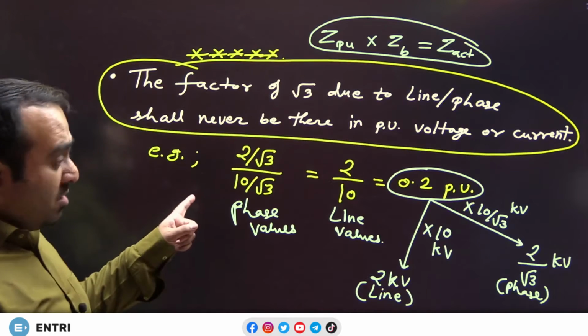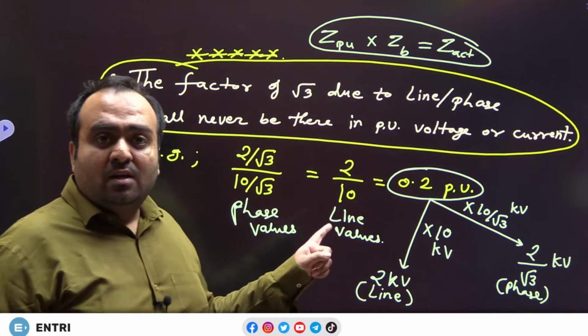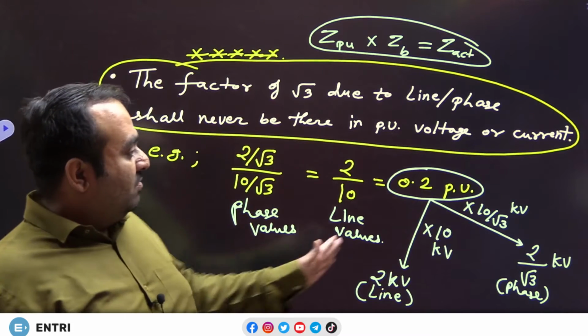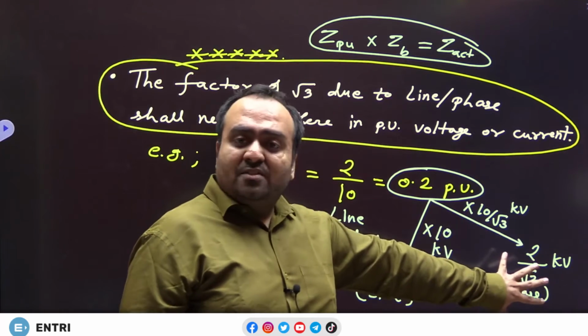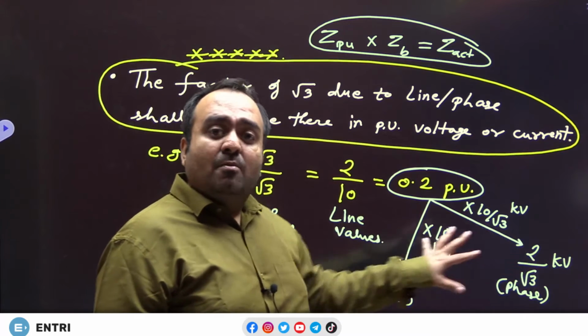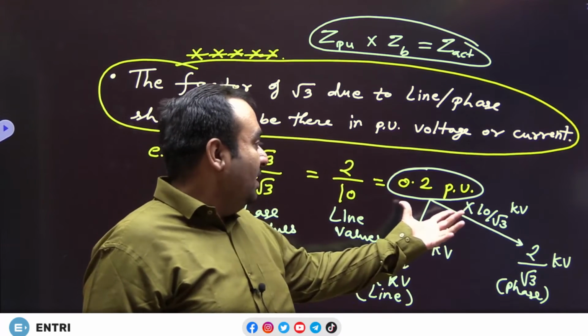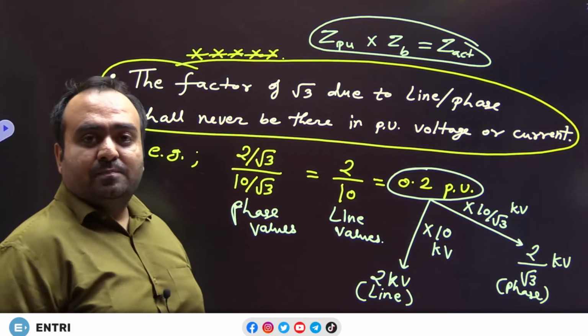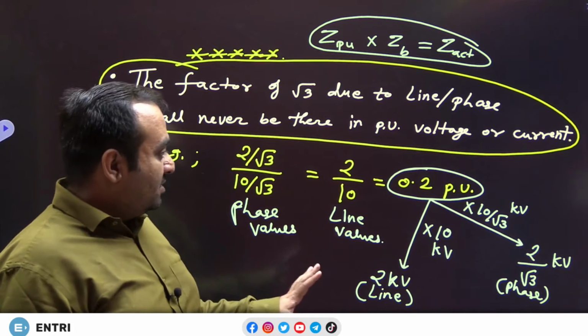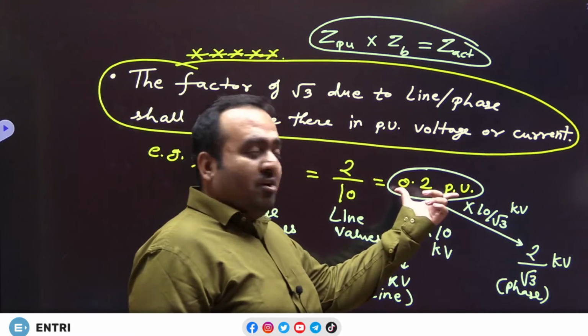this was also an important point that I told you to note down, that please don't have any factor of root 3. Whether 2 kV line value or 2 by root 3 kV phase value, both will be called 0.2 per unit only on 10 kV base, sorry. So please take care of this. In per unit value, there won't be any factor of root 3.